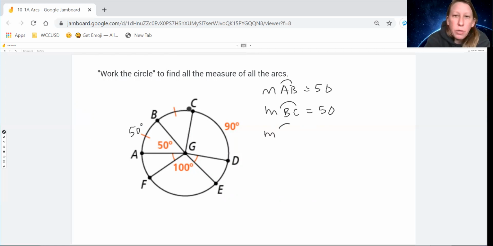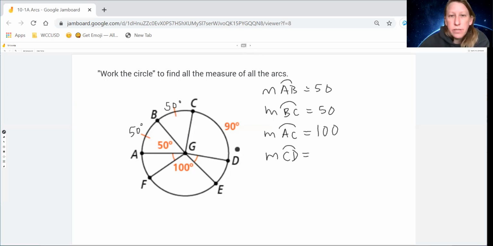Pay attention. How about the measure of arc AC? From A to C, how much is that? Well, you can add arcs together just the way you can add angles together. So it's the arc addition postulate. Arc AB plus arc BC is the same as arc AC. So it's 100. 50 and 50 is 100. How about the measure of arc CD?